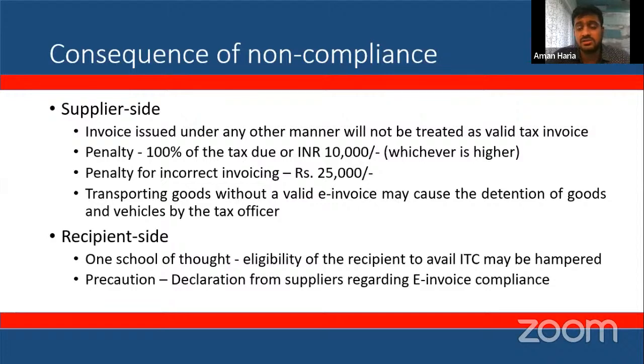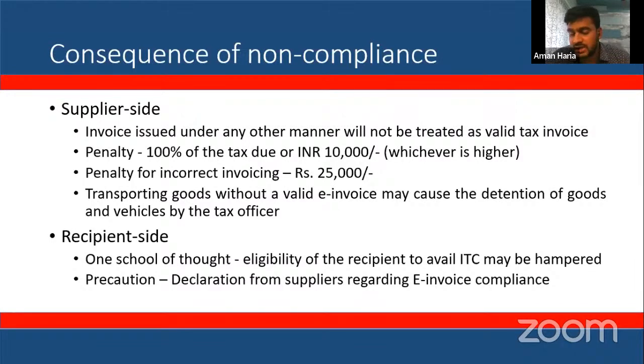The next penalty is a lump sum penalty of 25,000 for incorrect invoicing. There is a chance that transporting goods without a valid e-invoice may also result in officers detaining your vehicle and the goods while they are in transit. So as a supplier, if you're not compliant, there are huge ramifications, and you might not be able to afford not being compliant in these cases.